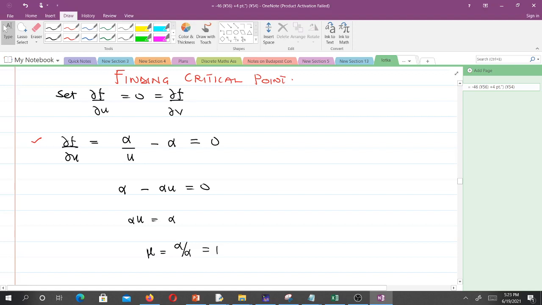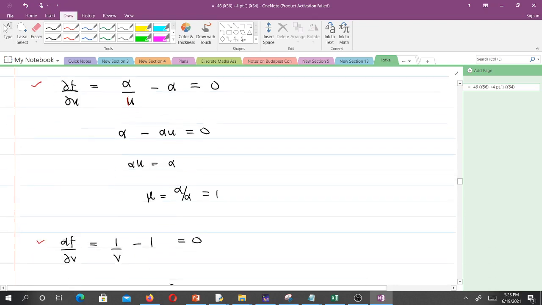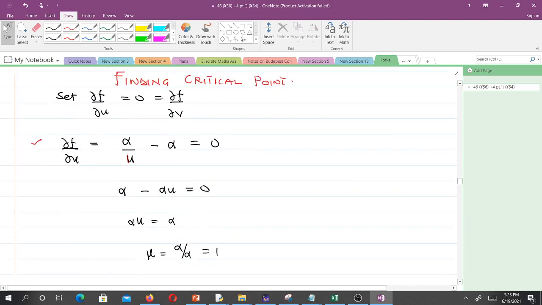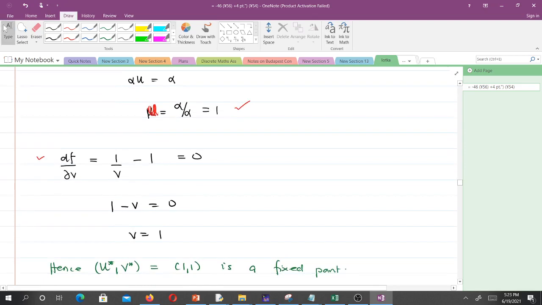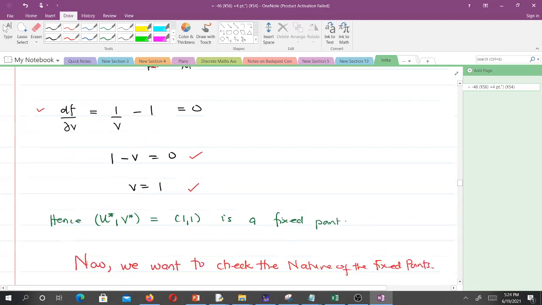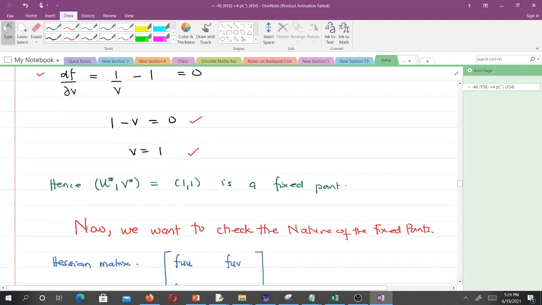And this implies that, I think it's u. Okay, I think it's u. Right, so this implies that u is equal to alpha over alpha, which is 1. Okay, and when we also find del f del v, we are going to get 1 over v minus 1 equals 0, and that's 1 minus v equals 0, and we get v equals 1, right? So hence (1,1) is a fixed point, right?